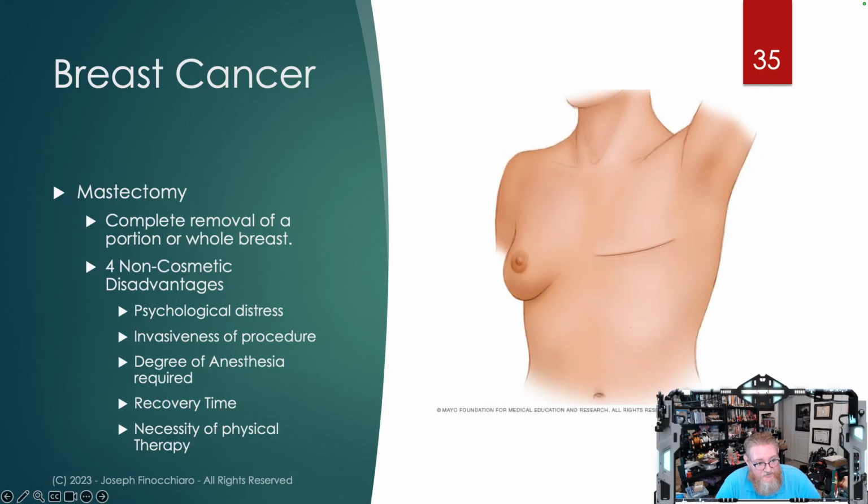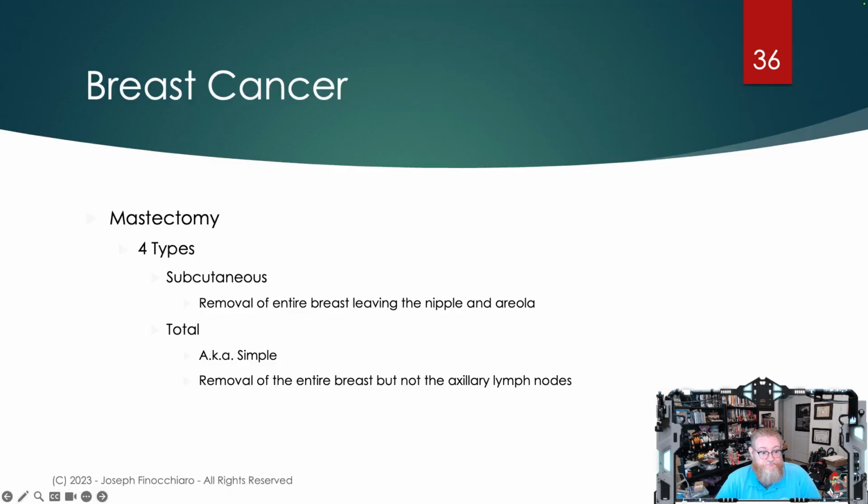Treatment for breast cancer can include mastectomy, which is a complete removal of a portion or whole breast. There are 4 non-cosmetic disadvantages to this. There is the psychological distress of the alteration of the body, the invasiveness of the procedure, especially in full removal, the degree of anesthesia required, recovery time, and the necessity of physical therapy.